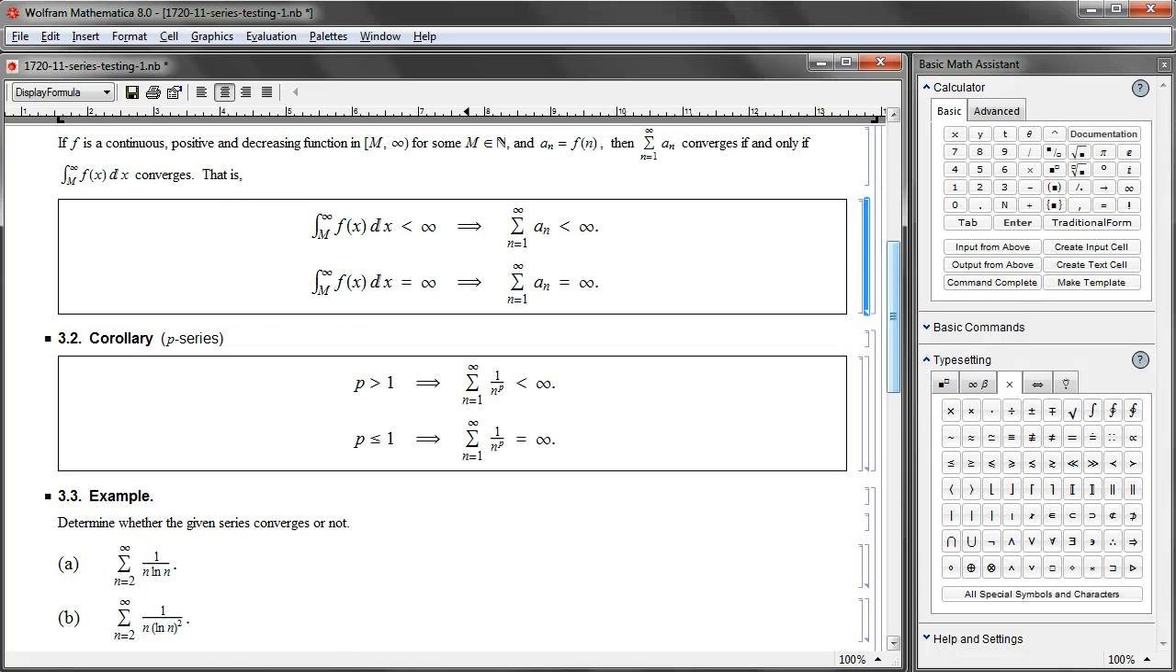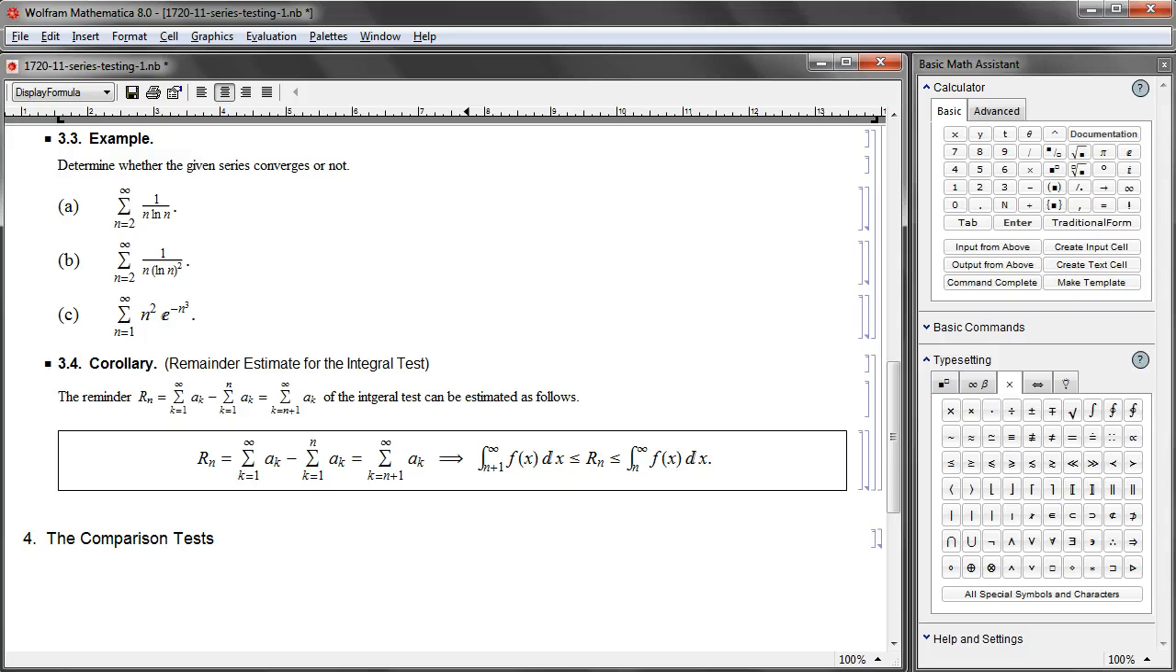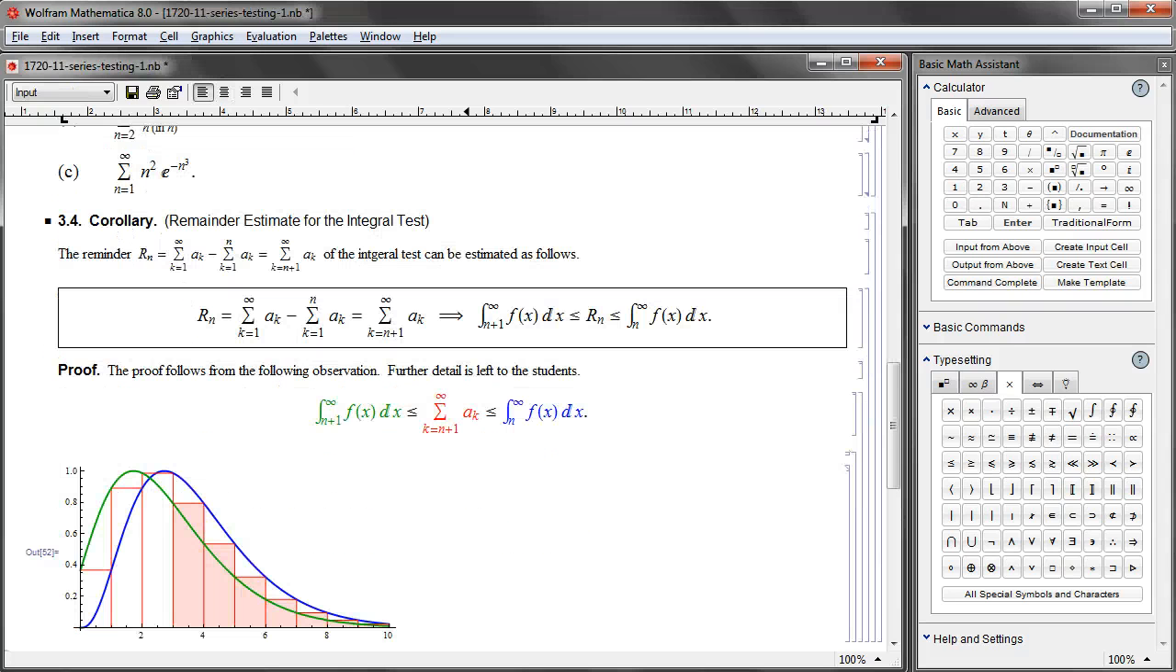Not from this picture. Do I have the picture over here? Oh yes, I do. Okay. The red part, this tail part of the series, is depicted by these pink rectangles in this picture. And the integral from n plus 1 to infinity is the green curve, or the area underneath the green curve. The integral from n to infinity, that's the blue curve.